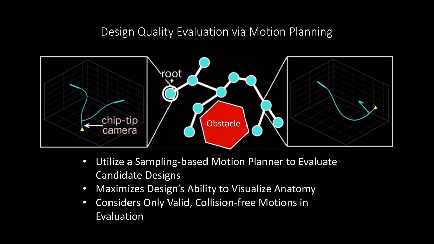We keep track of the points on the interior surface of the anatomy which are visualized at each step of motion planning. This allows us to consider the capabilities of a design to visualize the anatomy via collision-free motions.